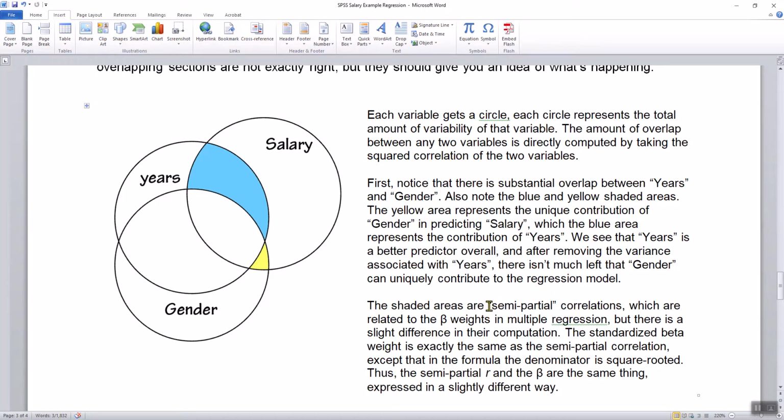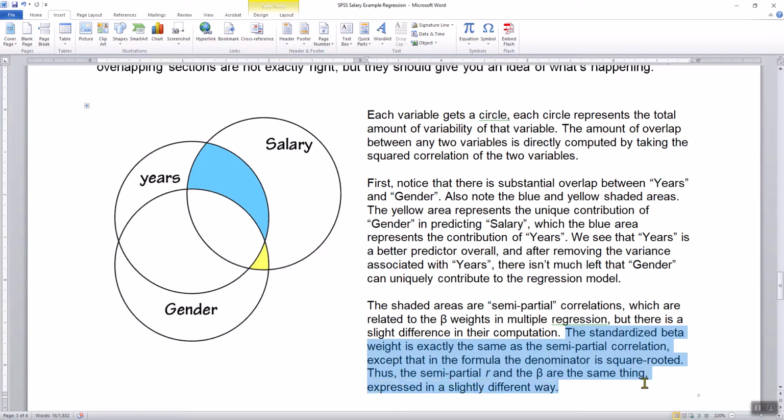Technically speaking, it's a semi-partial correlation. The two things are the same formula. That is to say, the standardized beta weight and the semi-partial correlation are the same formula, except that the formula for the, let's see, the standardized beta is the same as the semi-partial correlation, except that the formula in the, let me start over. Sorry, really, I'm not feeling too well.